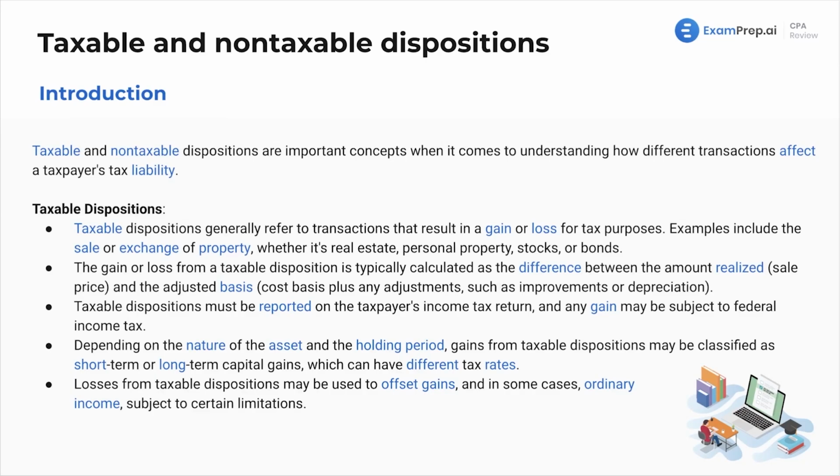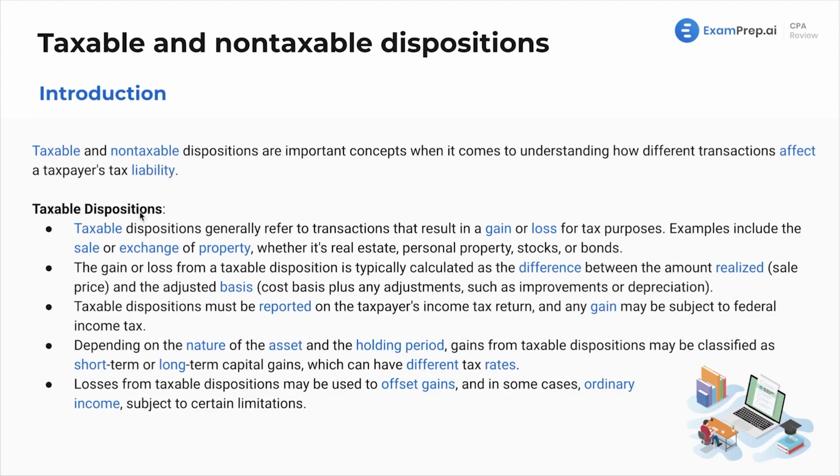Taxable and non-taxable dispositions are incredibly important because when you sell something or dispose of it, you get rid of it. Whatever it is, you gift it away, you get rid of it. Disposition is a good general term for getting rid of something, no matter what that means. Some of those dispositions will be taxable, some will be non-taxable, and a lot of IRS rules and regulations will follow. These are important concepts to understanding how different transactions affect a taxpayer's liability.